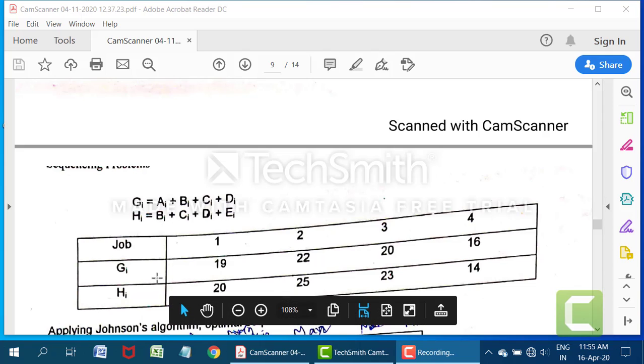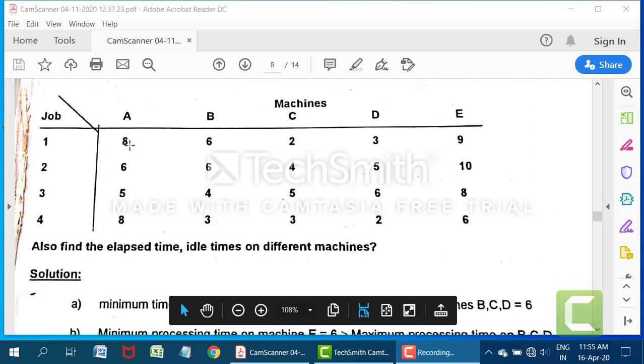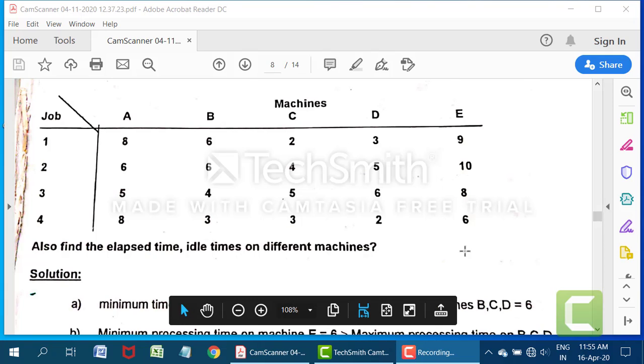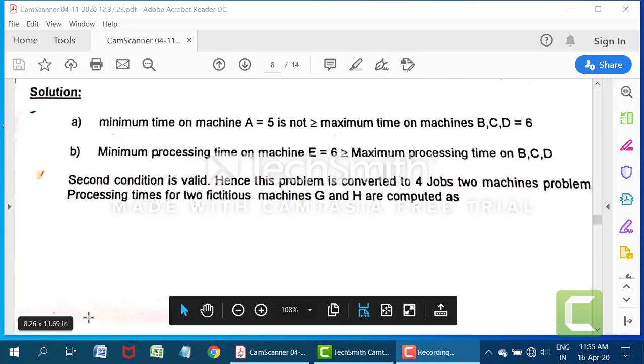So now we got this. For machine G, the sum of these processing times is 8 plus 6 plus 2 plus 3. Leave this last column, this 9 should not be there. Sum of the processing times on the first 4 machines. 8 plus 6, 14. 14 plus 2, 16. 16 plus 3, 19. 19 is there for G.